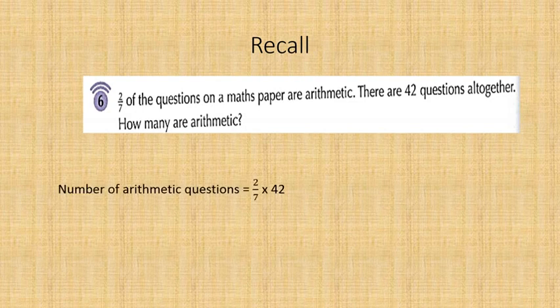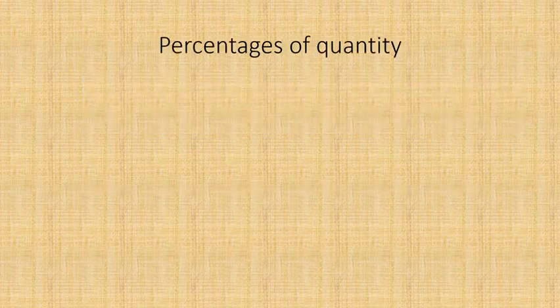So here, it's very easy. The number of arithmetic questions equals 2 over 7 of 42, so it means times 42. And to do it as before, it's going to be 42 divided by 7, which equals 6. And after that, multiply the 6 times 2, so it's going to be equal to 12 questions. So that's it. So let's have our percentages of quantity lesson.